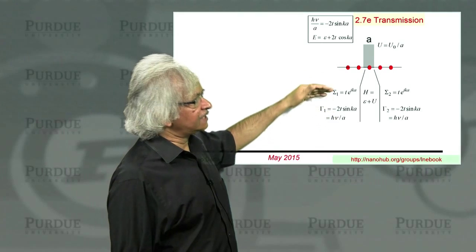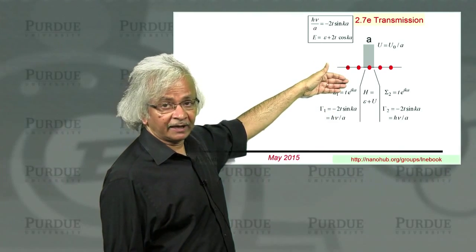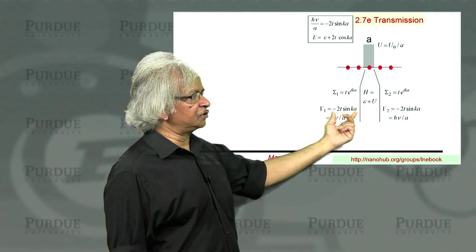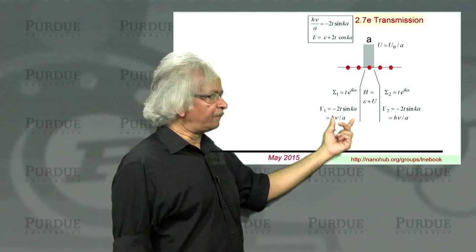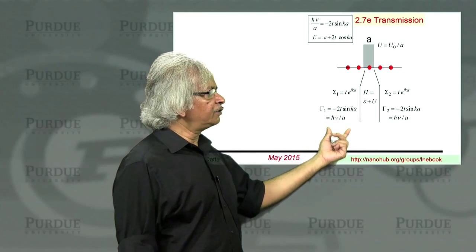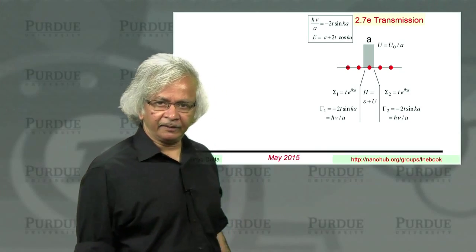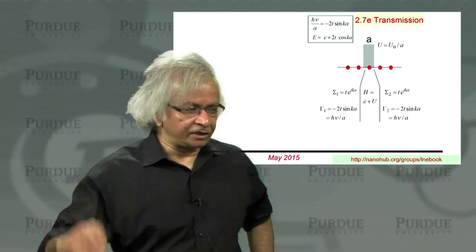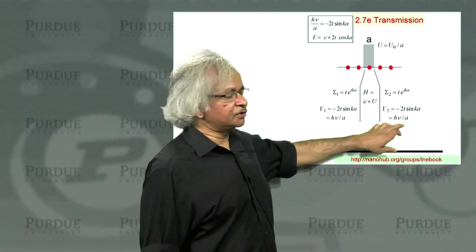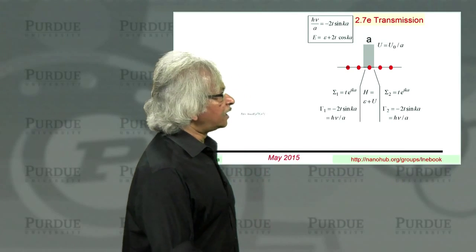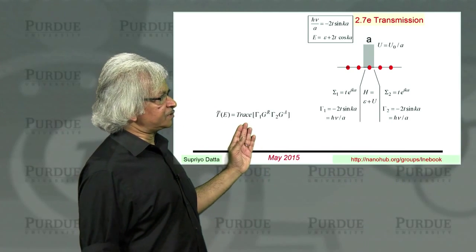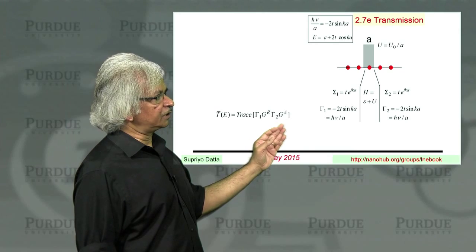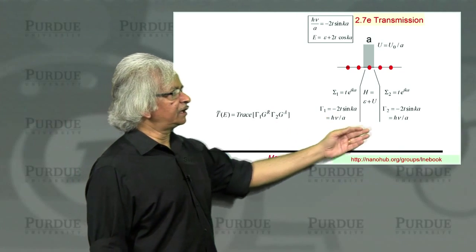What's gamma? Well, that's i times sigma 1 minus sigma 1 dagger. And as you have seen, that gives you 2t sine ka, which you can write as h bar v over a, like we did in the last lecture. The gamma 2 is also h bar v over a. So now we are ready to evaluate the transmission, gamma 1, G^R, gamma 2, G^A. We have gamma 1 and gamma 2.